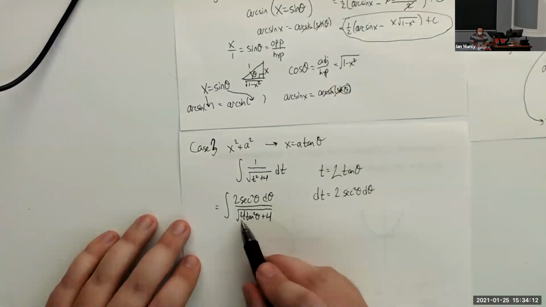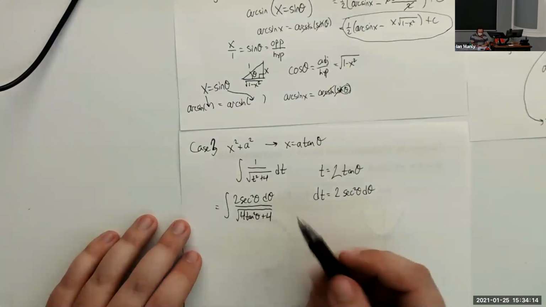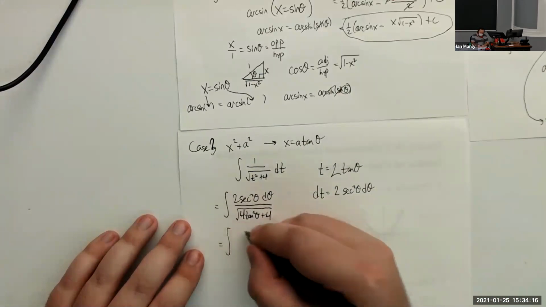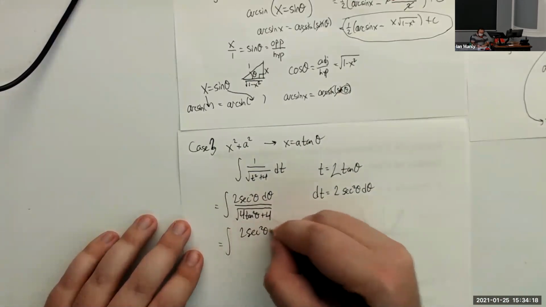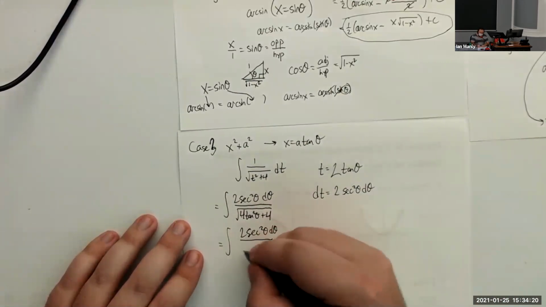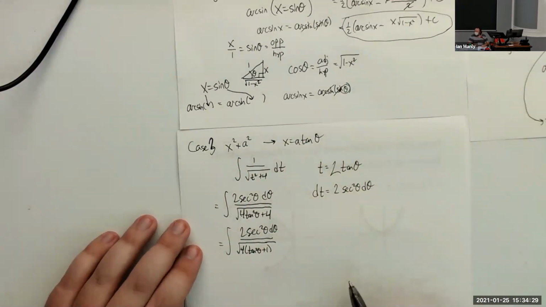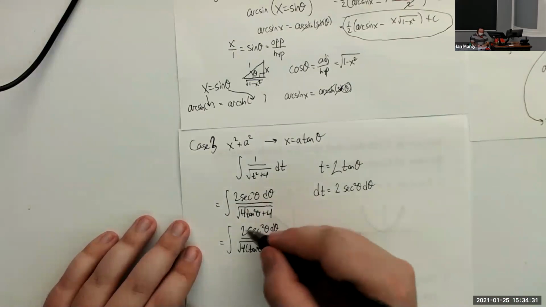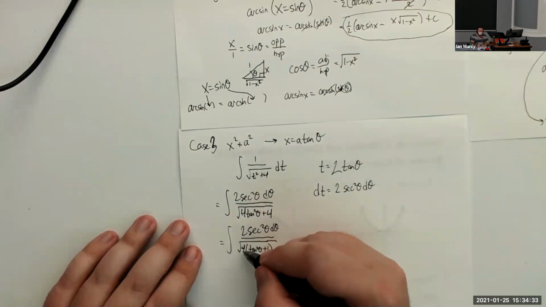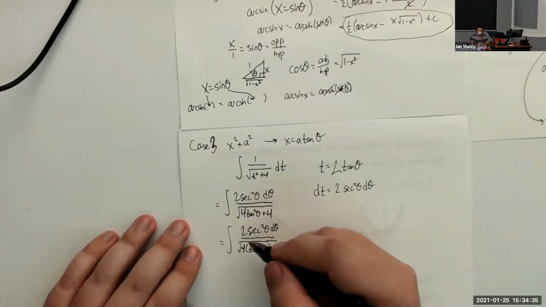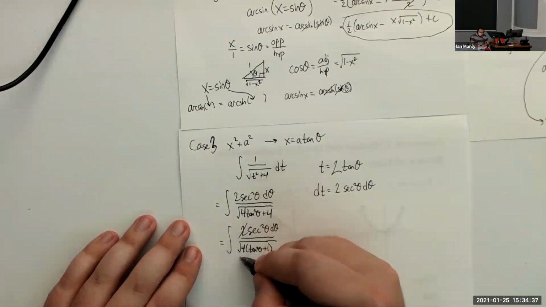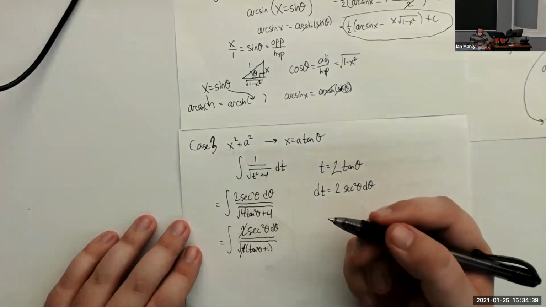Okay, now why do these need to match? Well, if they do match, they're in both terms. I could pull it out of this. So I have 2 secant squared of theta d theta, and I have the square root of 4 times tangent squared plus 1. Now what I can do here, you see I have a 2 up here and a root 4 down here. Those will cancel out. So this and that under the square root will go away.